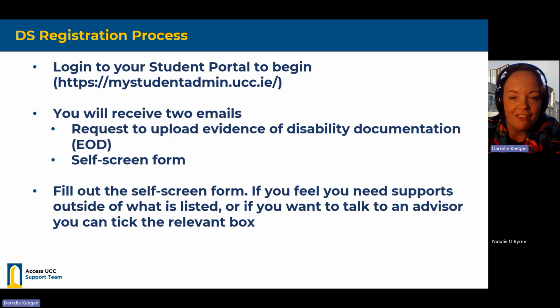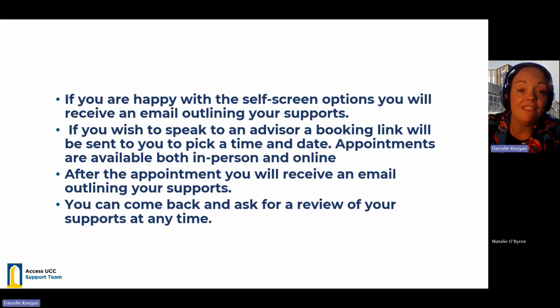However, if you feel that you need supports that are outside of what is listed on the self-screen form, then there is an option at the bottom to say, I wish to speak with a disability advisor. And you just tick that, and then you'll be sent a link to book in with an advisor then. If you're happy with the options that are included in the self-screen form, then you will receive an email saying, these are the reasonable accommodations that you have selected. These are what is going to be put in place for you. If you have any questions at any stage, or if you do want to review at any stage, please let us know and we'll be happy to speak with you then.